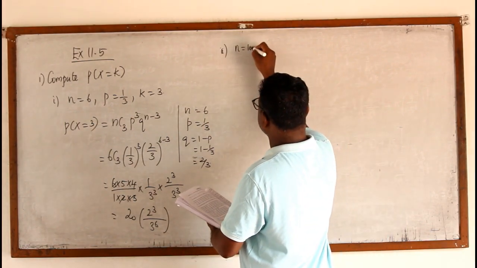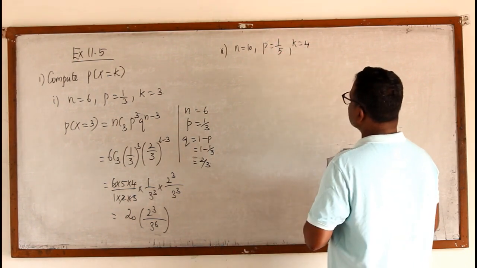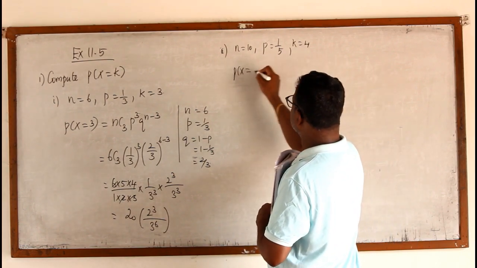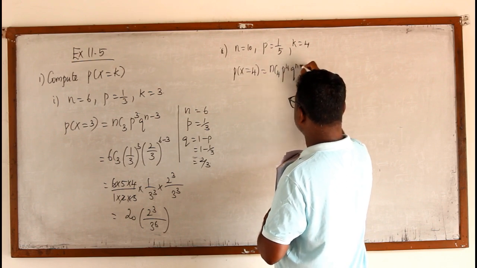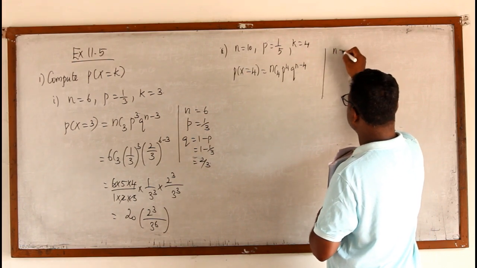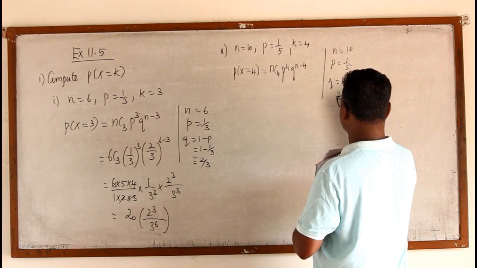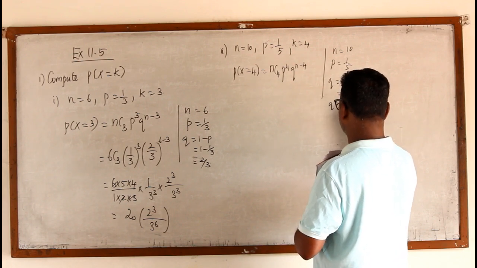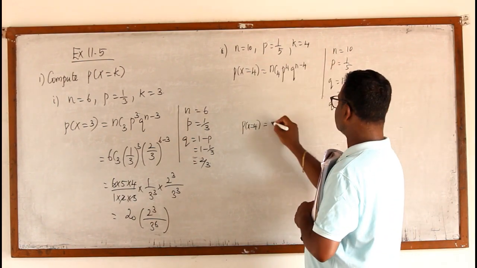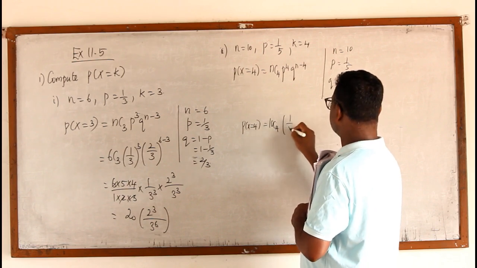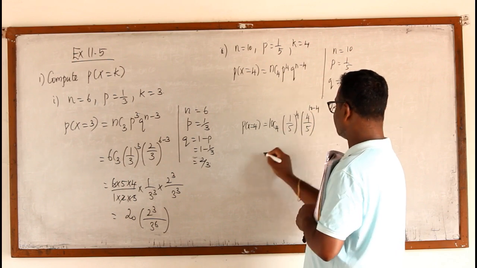n equal to 10, p equal to 1 by 5, k equal to 4. So I have to find P of x equal to 4. Formula is nC4, p power 4, q power n minus 4. Where n equal to 10, p equal to 1 by 5, q is 1 minus p, 1 minus 1 by 5, so q is 4 by 5. Here P of x equal to 4 means 10C4, p is 1 by 5 whole power 4, q is 4 by 5 whole power n minus 4.